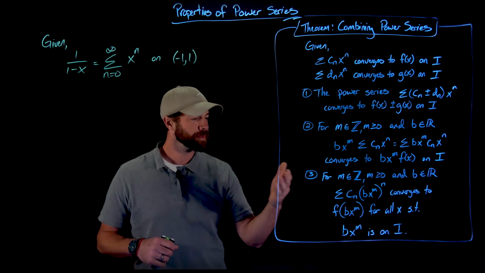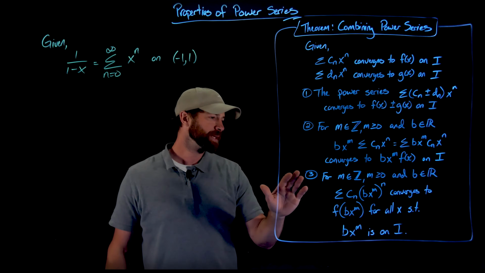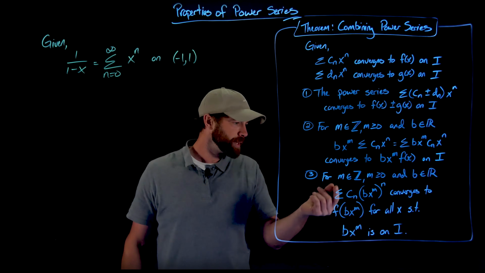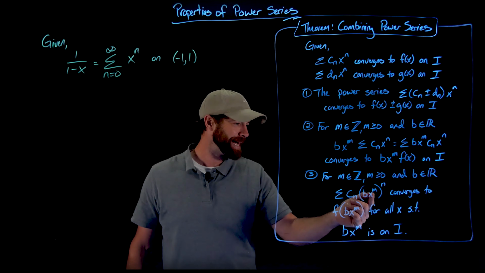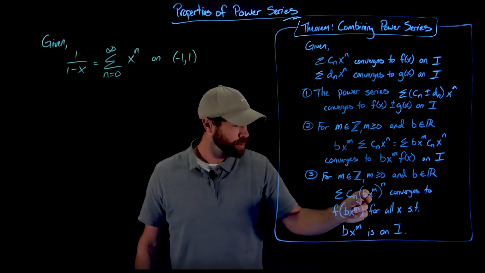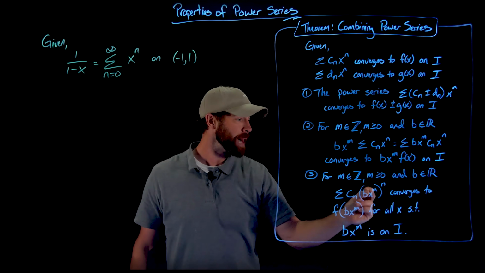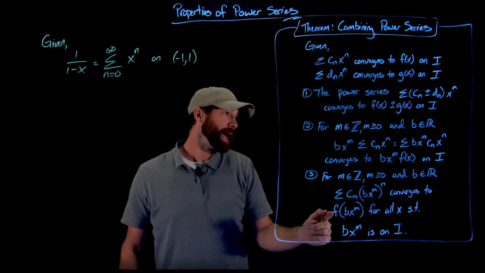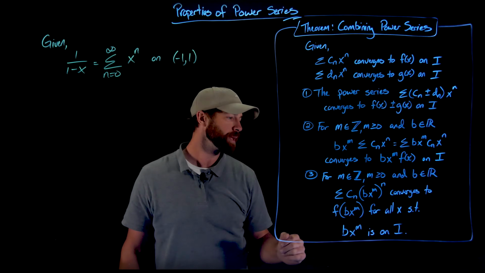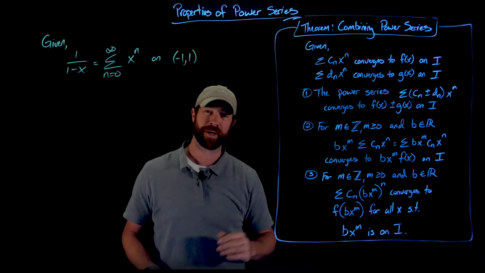But then also for number 3, we have this way of composing, and you've seen this too. For the same setup for the values of m and b, what we can do is plug this b x to the m, so this coefficient b and this power of x, inside, taking over the spot of the x here. And then we know that that will converge to whatever f, this original function, composed with b x to the m, for all x values such that b x to the m is on I.